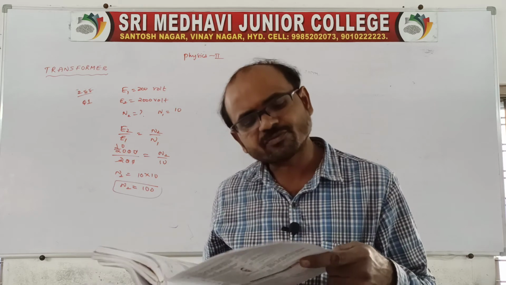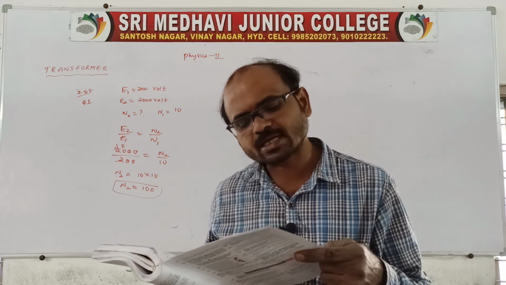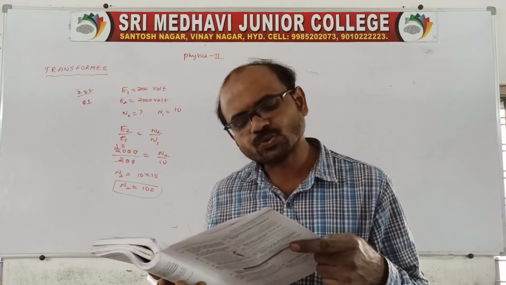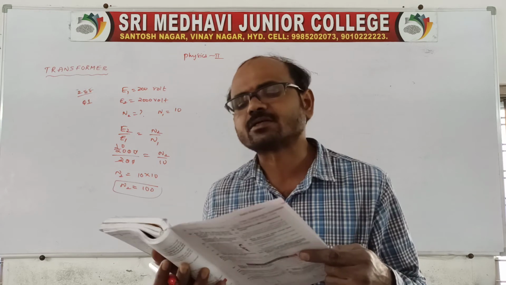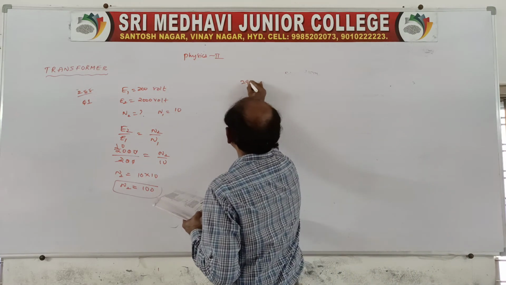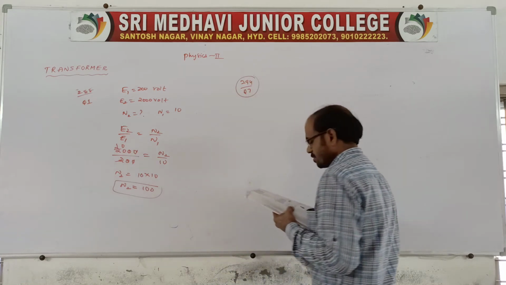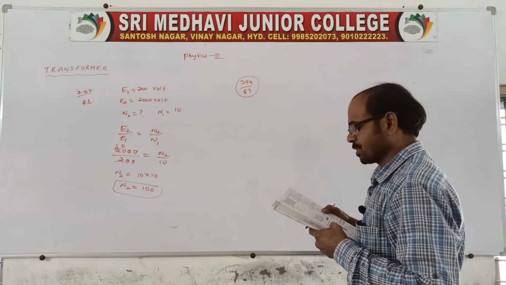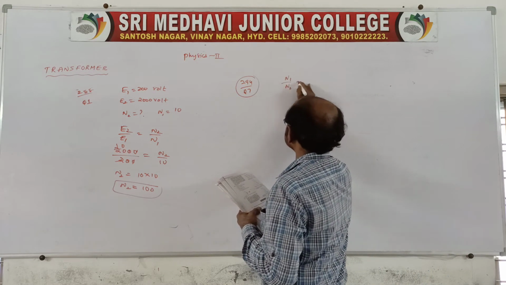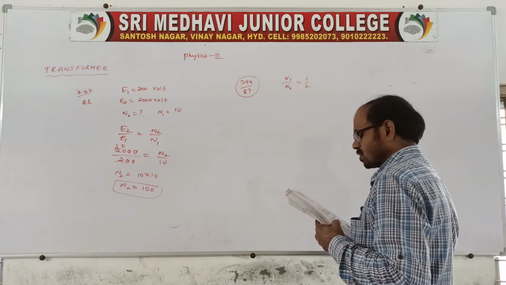Say page number 294, question number 7. The primary of a transformer with a primary to secondary ratio of 1:2 is connected to an alternator voltage. So the primary to secondary turns are given: N1 by N2 is given as 1 by 2, and it is connected to an alternator voltage.